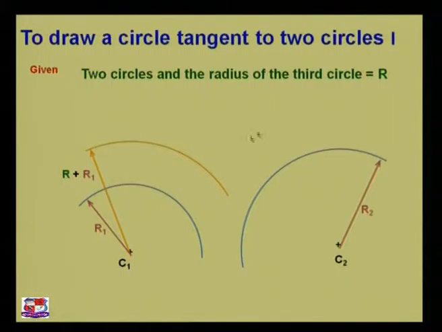What are we going to do? First we will mark a first arc. We will use a compass in this problem. We will put our compass center on C1, and I am going to add r to R1. Suppose over here r is equal to 10 and R1 is equal to 15, then my compass opening radius would be 25. I have marked an arc.